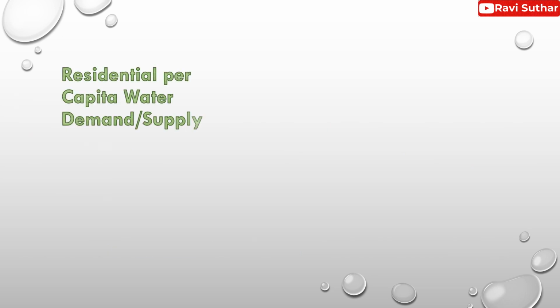Now I will tell you what the drawbacks are if we design a water supply system based on residential per capita demand or supply, which is generally used by all the designers or stakeholders. Because till now we have understood that residential per capita water supply is much lesser than the gross water supply of any city or town, because residential per capita only covers the household requirement of a city or town, whereas gross per capita water supply covers the residential as well as the commercial, institutional, and industrial demand of that town.